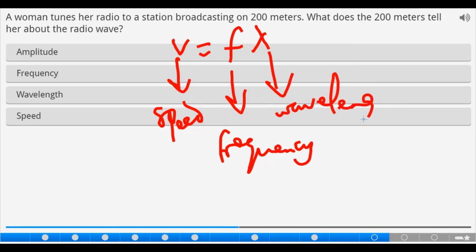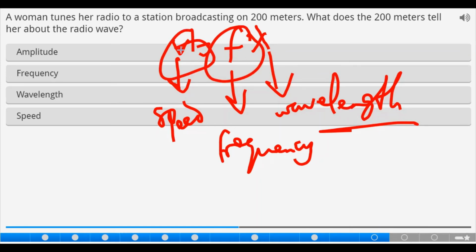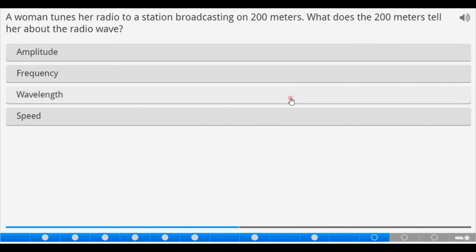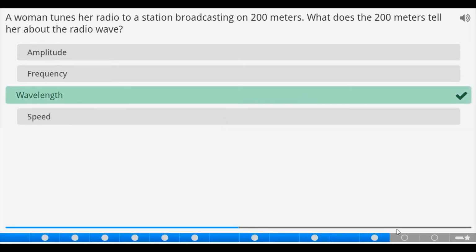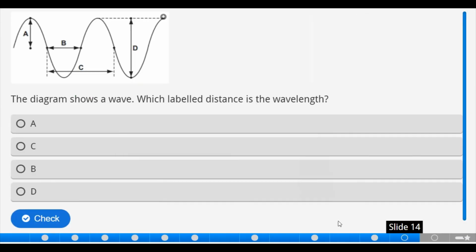Wavelength. So if you listen to a radio station, you know it will be at a specific frequency and at a specific speed. But the wavelength now attached is the 200 meters. Not the amplitude, not the frequency, not the speed, but the what? Wavelength. Let's pick it and check. That's correct. Let's move on.